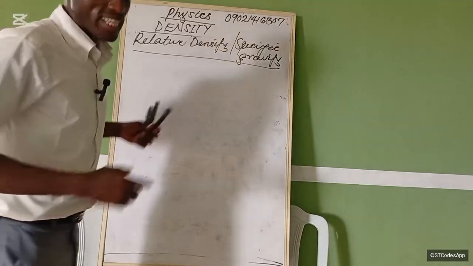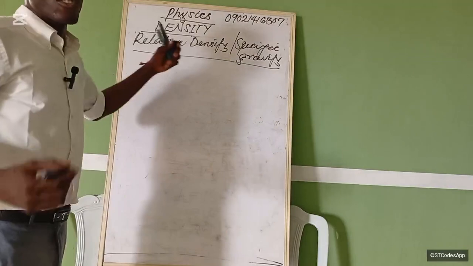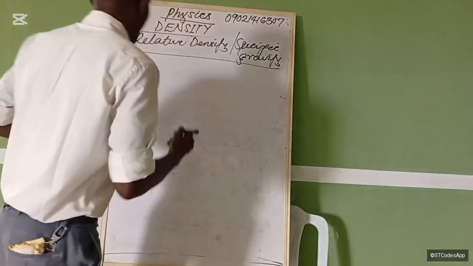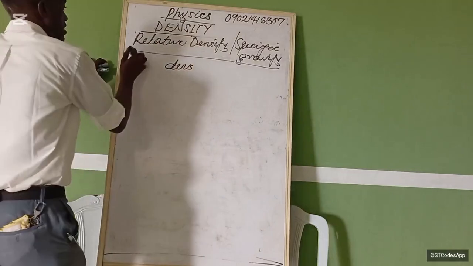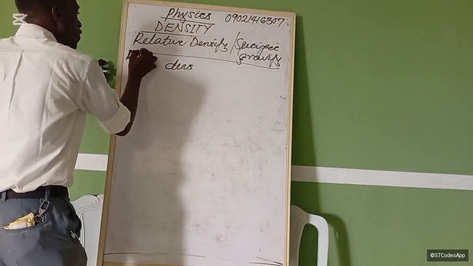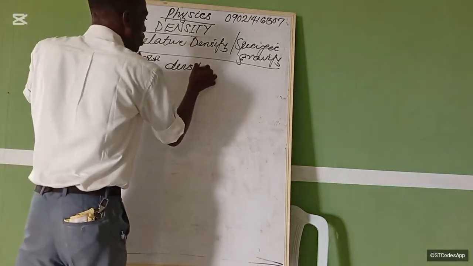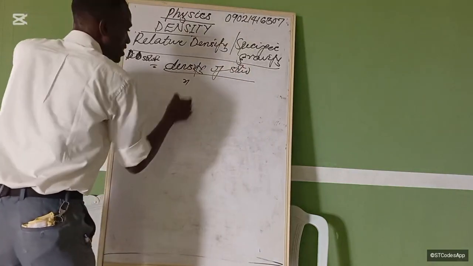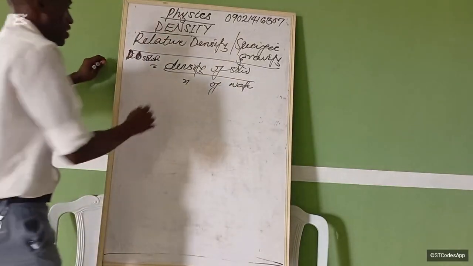Now, what is relative density? We're going to write it based on the formulas. Relative density is just relative. When you call something relative, it means you are comparing two things. So relative density is going to be the density of a substance. Let's talk about the relative density of solids first. It's going to be the density of that solid over the density of water.